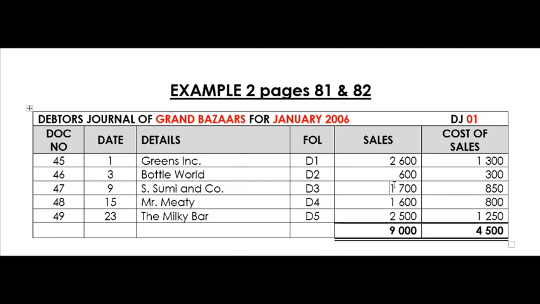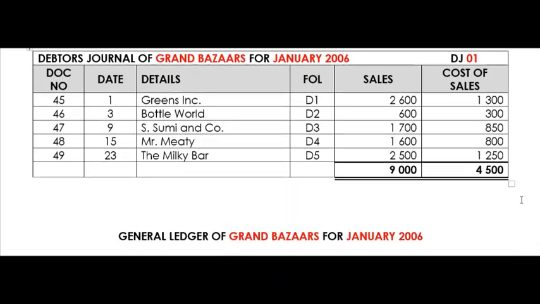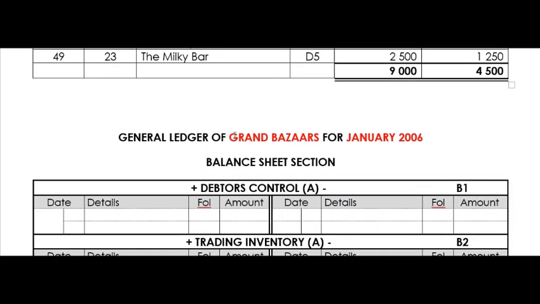Okay, now we've got to post this, and we've dealt with the posting before in the example video that was released yesterday, and it's actually straightforward. Every column has to go to 2 accounts. So the sales column has a debit and a credit, and the cost of sales column has a debit and a credit. Now before we start with that, I just quickly want you to go to your general ledger, and I want you to say that it's the general ledger of Grand Bazaars for January 2006.